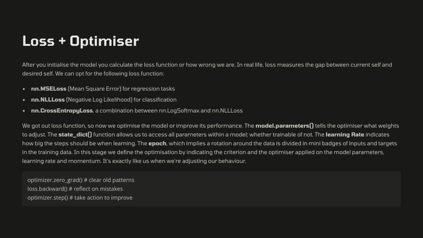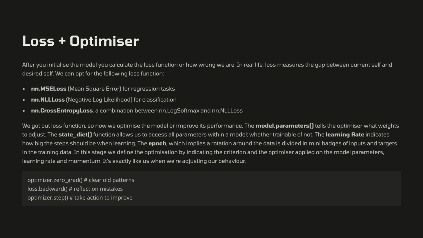We can opt for the following loss functions: nn.MSELoss, mean square error, for regression tasks; nn.NLLLoss, negative log likelihood, for classification; nn.CrossEntropyLoss, a combination between nn.LogSoftmax and nn.NLLLoss. We got our loss function, so now we optimize the model or improve its performance.